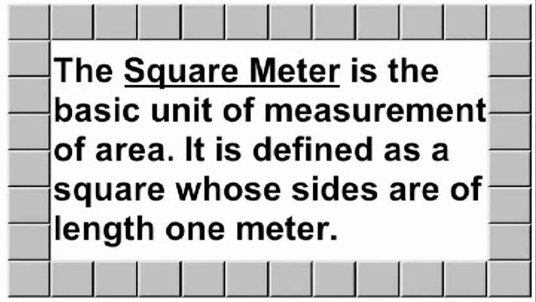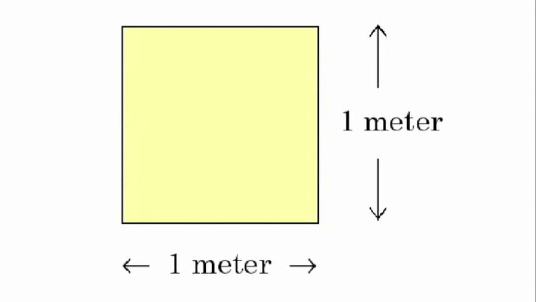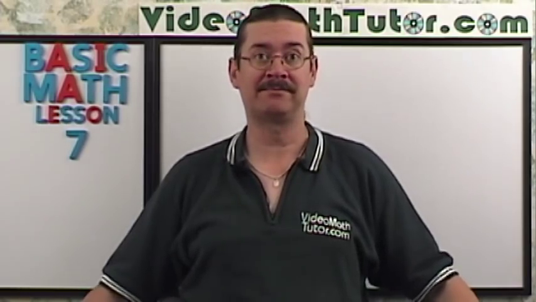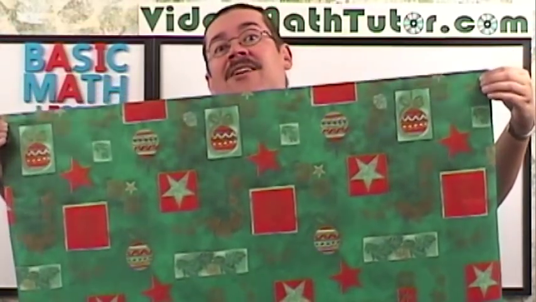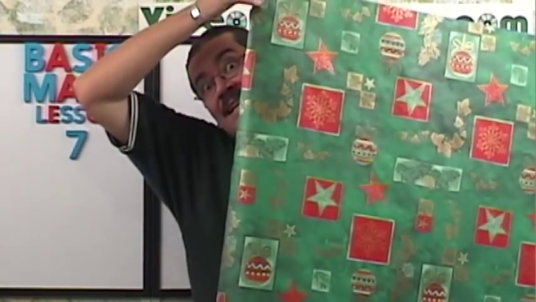The square meter is the basic unit of measurement of area. It is defined as a square whose sides are of length 1 meter. Now, here's an example of a square meter. You get all that right here? Okay, now, well, I don't think this all fits in here. I hope you get the idea.